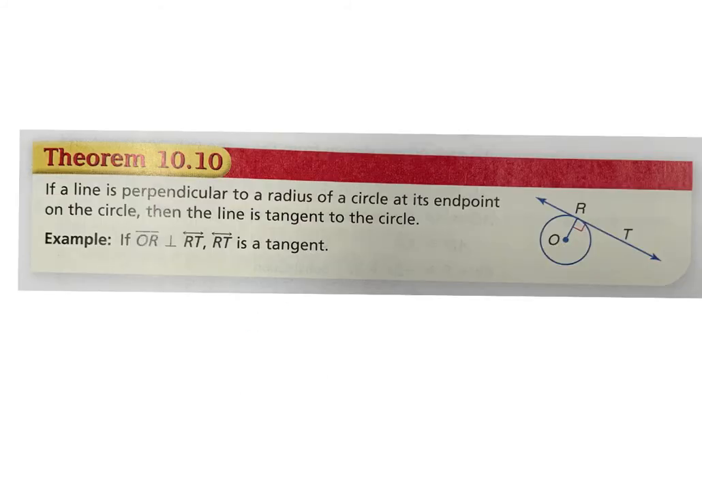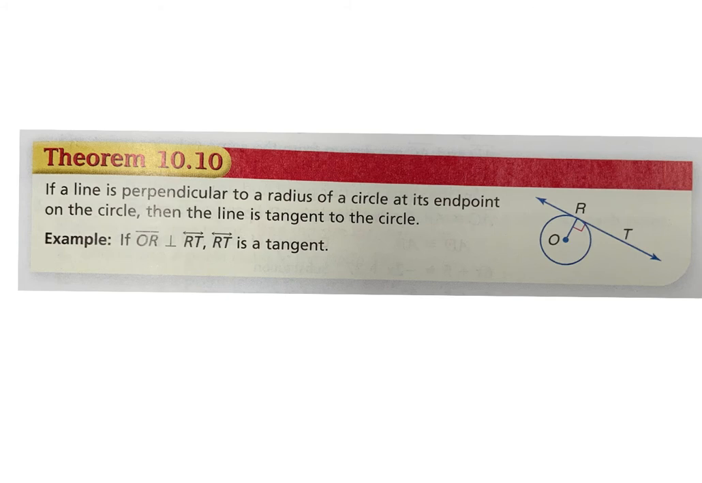Theorem 10.10 is just the converse of this. If a line is perpendicular to a radius of a circle at its endpoint on the circle, then the line is tangent to the circle. So there's 2 ways to do this. If you know it's a tangent, you can assume that it's perpendicular. If you know it's perpendicular, you can assume it's a tangent. That's all this theorem is saying.